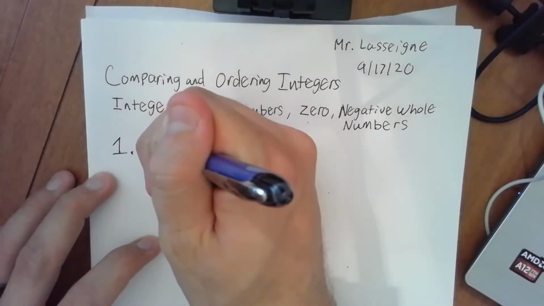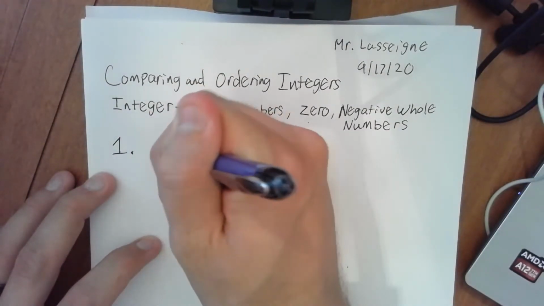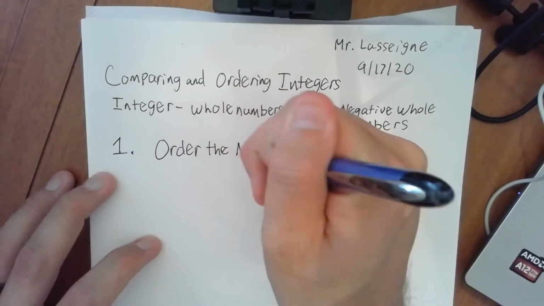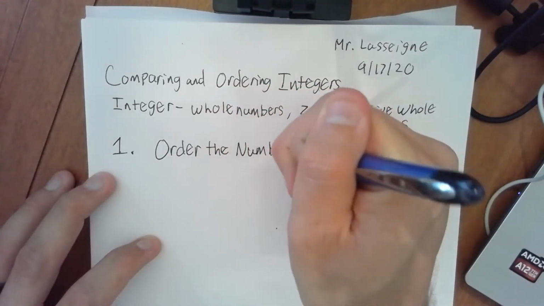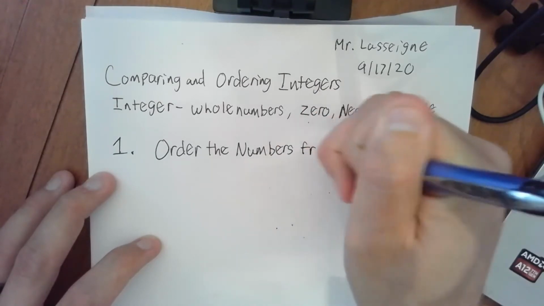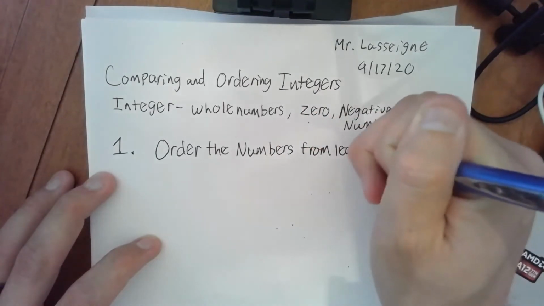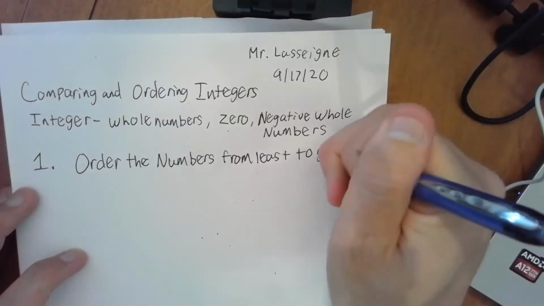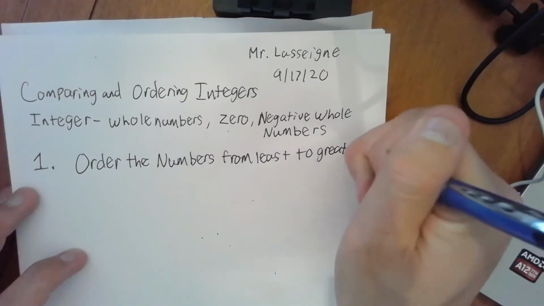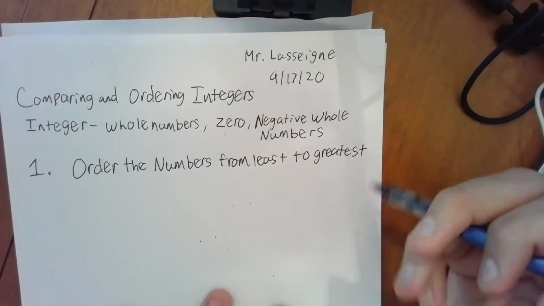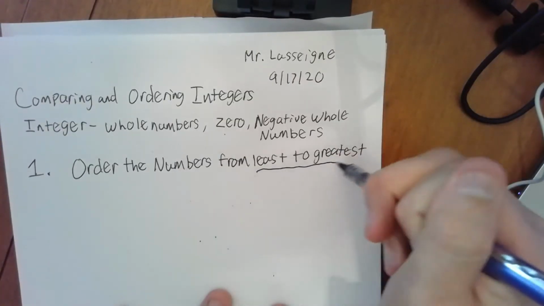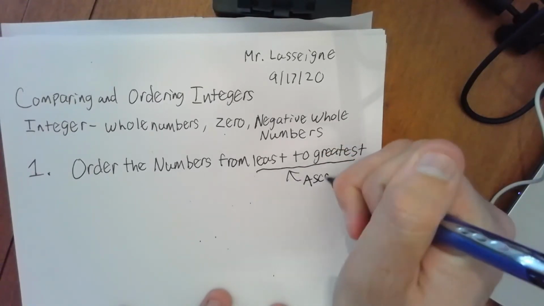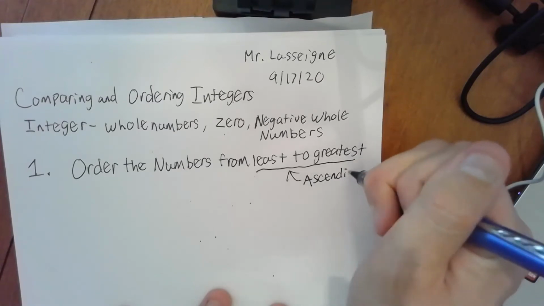So let's say we have this example. Order the numbers from least to greatest. So first off, I want to say a lot of times instead of least to greatest, you're going to hear a vocab word. It's called ascending. Ascending order instead of least to greatest.